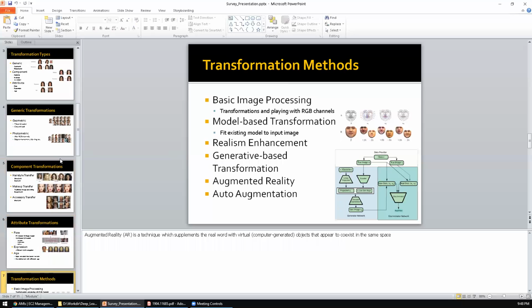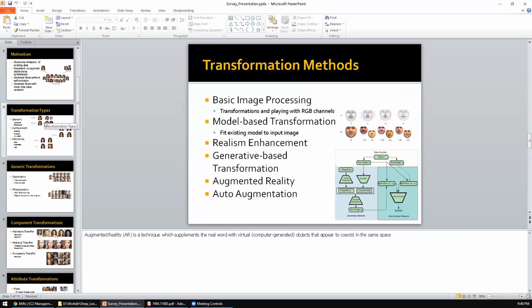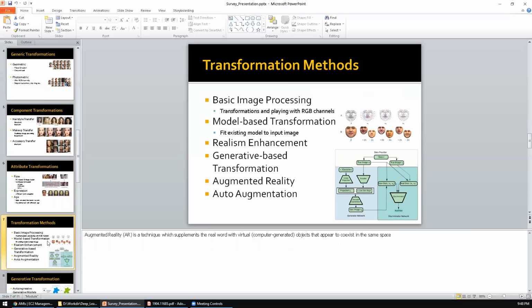So getting right along. What we talked about up until now were the transformation types, and now we get into the methods, specifically what methods get deployed to do all the various types of transformations. Like I've been saying here and there, there's basic image processing, which is the traditional approach, like taking Photoshop and doing the best you can with that. The other one is model-based transformation, where you fit an existing model to an input image. Then there's realism enhancement, the generative-based transformation, augmented reality, and augmentation.